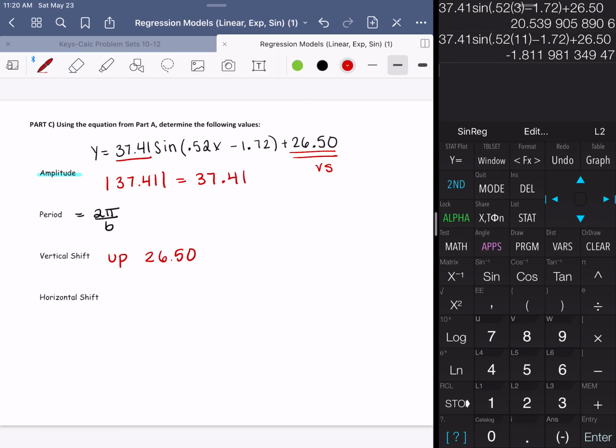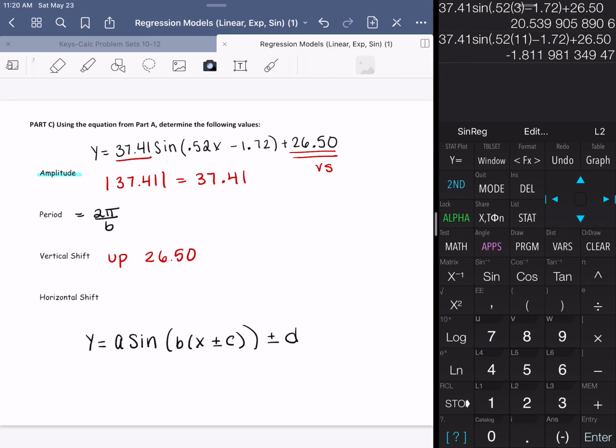If you remember from when we did these equations, they always needed to be in the form y equals a sine bx plus or minus c plus or minus d. Your b value was always on the outside, and then there was a parentheses with just an x on the inside. So we have to do a little bit of manipulation to get this to look like this. I'm going to write it here first, and I'm going to show you how it's done.